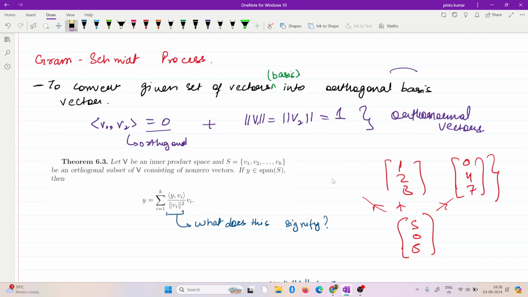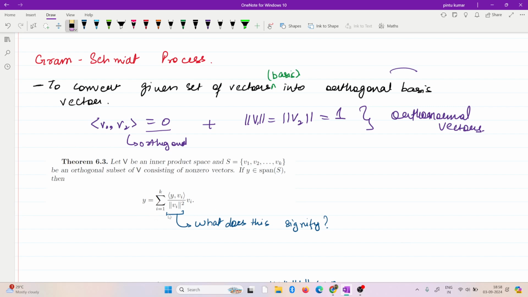But if you have an orthogonal basis, you can straight away get the coordinates. What is the coordinate? If you have any arbitrary vector y that you want to write in terms of v1, v2, up to vk, let me read out the theorem. Let v be an inner product space. Assume that v is a vector space over which you have defined an inner product. Such a space is called an inner product space. And this is your orthogonal basis.